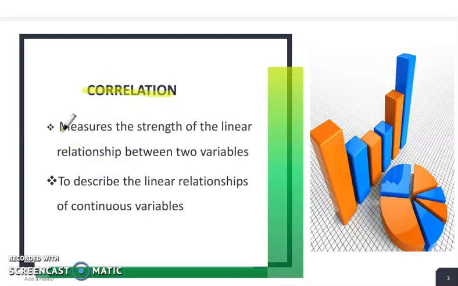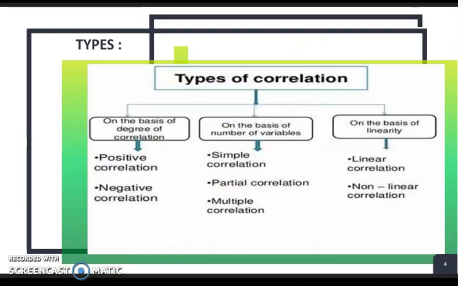Correlation is the term which measures the strength of the linear relationship between two quantitative values like height and weight. It is used to describe the linear relationship of continuous variables. Its types: on the basis of degree, it is of two types, positive and negative. On the basis of number of variables, it is of three types, simple, partial and multiple. On the basis of linearity, it is of two types, linear and nonlinear.